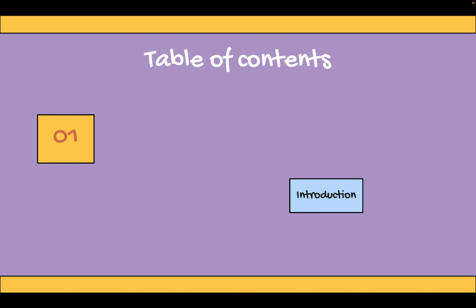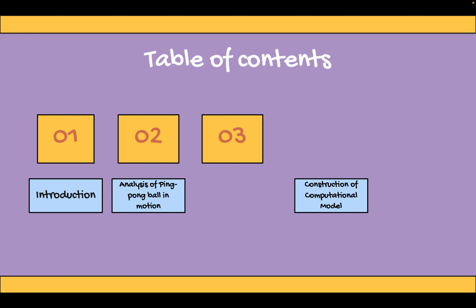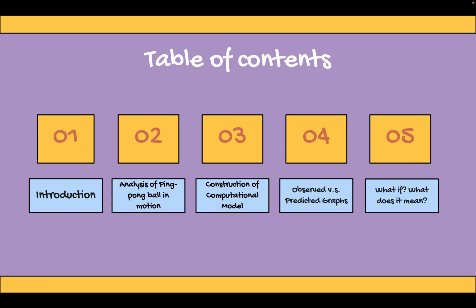Constant velocity. In this video, we'll be going over a brief introduction on this lab, the analysis of our experimental object, the ping pong ball, the construction of the computational model, a comparison between the observed and predicted graphs, and finally a "what if, what does it mean" conclusion.